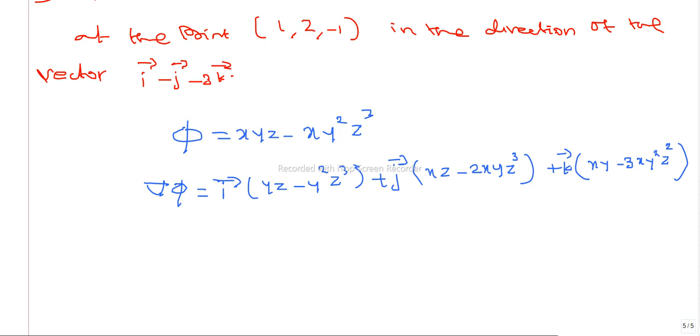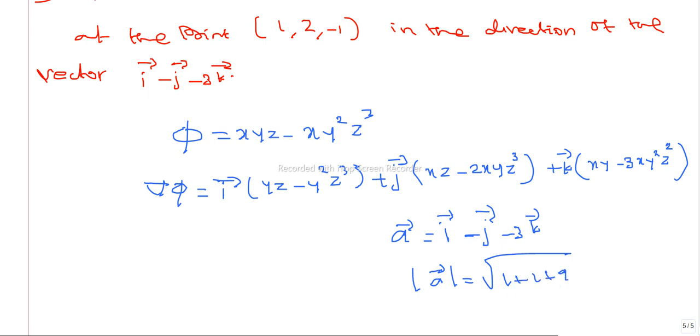Now we have to take the direction as a unit vector, but this is not a unit vector. So this is our vector a, the given vector i vector minus j vector minus 3k vector. How will we check whether this is a unit vector or not? You have to take the magnitude. If the magnitude is 1, then it is a unit vector. The magnitude of a is the square root of 1² plus 1² plus 3², which is 9, therefore square root of 11. 11 is not 1. So if you divide the given vector by the square root of 11, you will get a unit vector.